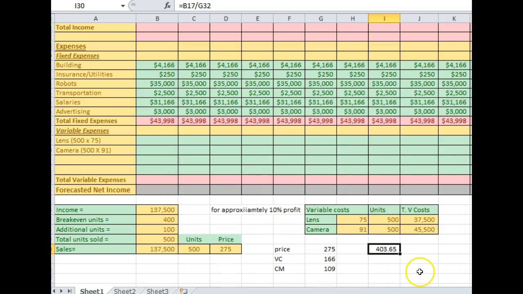Okay. So now I rounded that to about 400 units, just simply because it's easier. So you have to sell 400 units to cover these costs. So if I take 400 units and multiply that times the 275, I'm going to come up with $111,000.